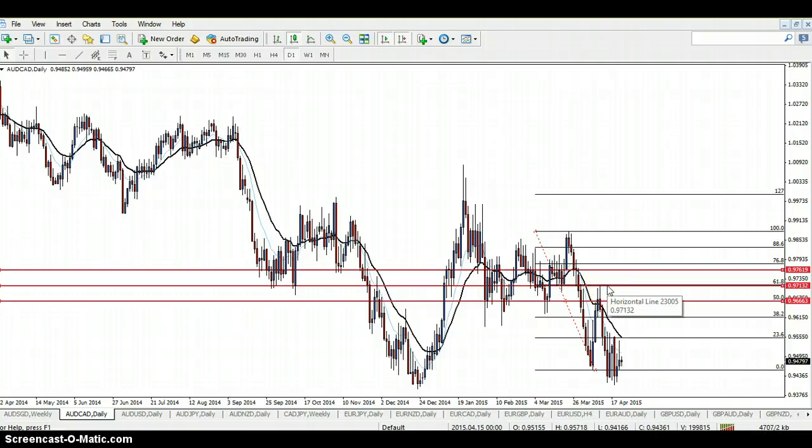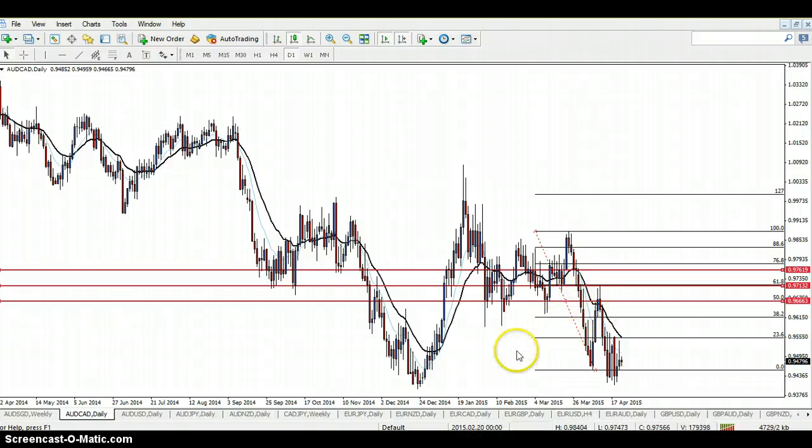But I don't really suggest 50 pip stop losses. They're just not enough breathing space for the trade, and you'll see you're really going to need that breathing space. Look, this ended up nicely, but it's because price action has already been produced in this direction. You don't know that when you're taking the trade, and you want to feel comfortable that it's got enough breathing space.